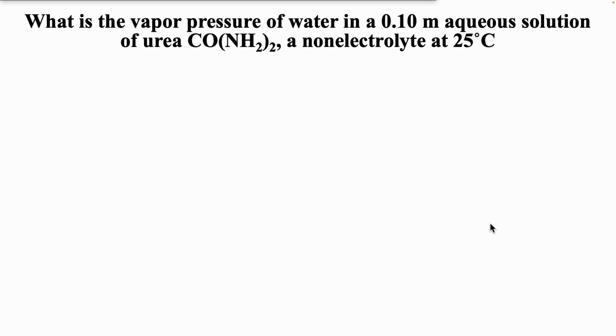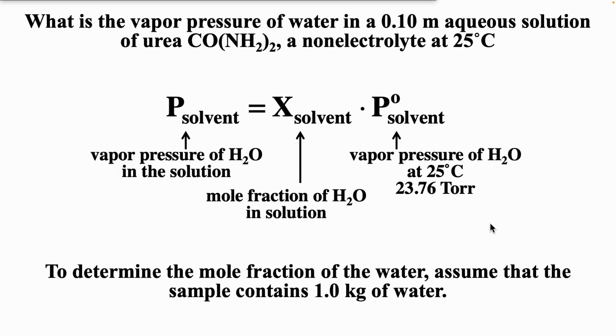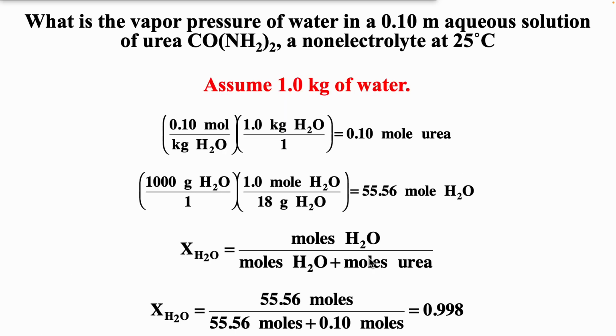What is the vapor pressure of water in a 0.1 molal aqueous solution of urea? Urea is a non-electrolyte, which means the van't Hoff factor is 1. And so again, we have Raoult's law. And the vapor pressure of pure water at 25 degrees Celsius is 23.76. And so we have to get the mole fraction of water. And so if we assume that we have a kilogram of water, we can assume any amount because all that matters is the fraction.